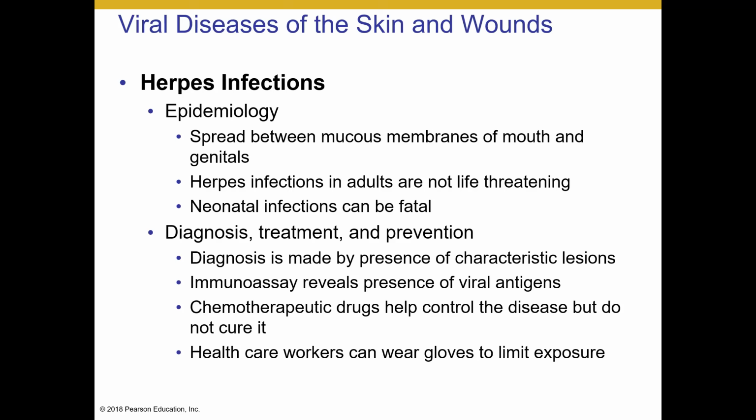Herpes spreads through direct contact between mucous membranes or broken skin. Oral herpes spreads through saliva or close contact. Genital herpes spreads through sexual contact. In healthy adults, herpes is usually not life-threatening, but neonatal infections can be severe.